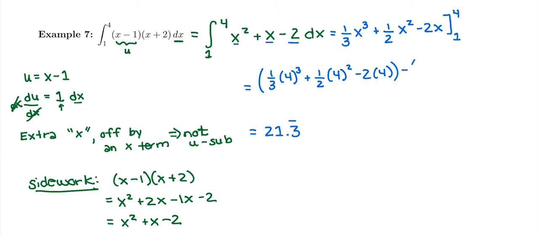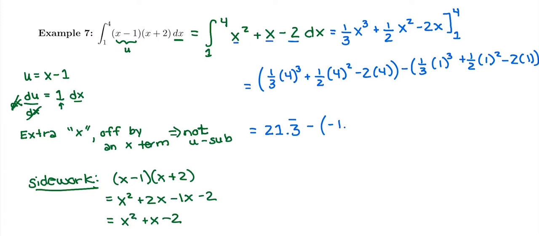And then I have minus, I'm going to plug in my lower bound to the antiderivative. So 1/3 of 1 cubed plus 1/2 of 1 squared minus 2 times 1. And I'm going to get minus a negative 1.16 with the 6 repeating. So fundamental theorem says plug in your upper bound minus your lower bound. It just ends up that we're minusing a negative, which means we're really going to add it. So the net area under this curve is 22.46 with the 6 repeating.